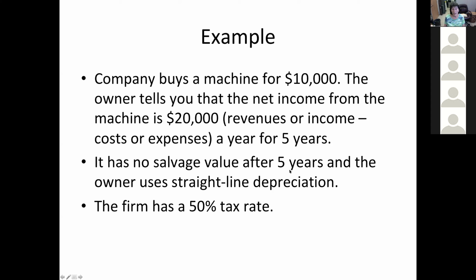So you have no salvage value. So that means it goes down in 5 years. We drop $10,000 in value off this machine. It's worthless at the end of 5 years. And you use straight line depreciation. What that means is it drops in value the same every year. Usually a machine will drop in value the first year a lot, and the last year's not so much. Those are called accelerated depreciations. In this case, to make it easy for you, I just did a straight line.